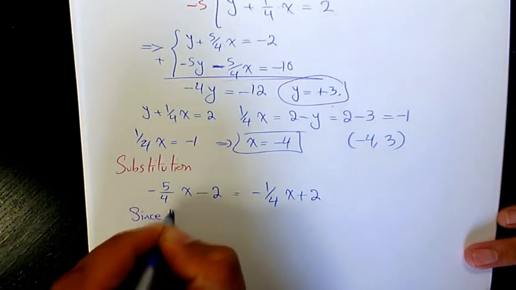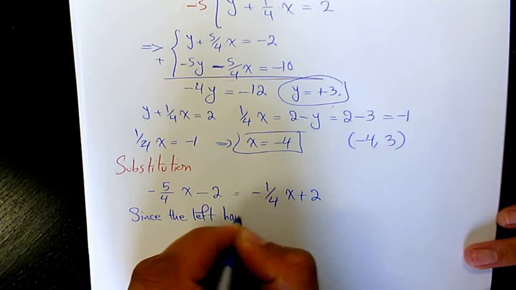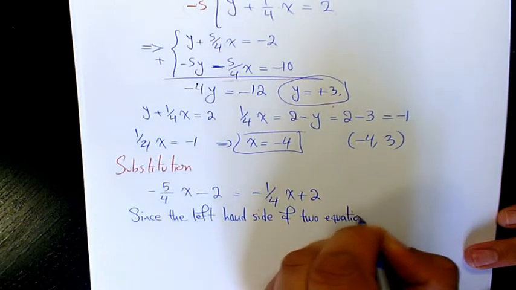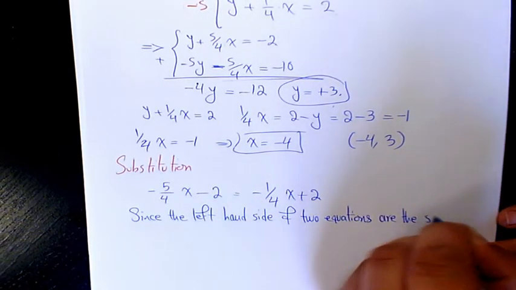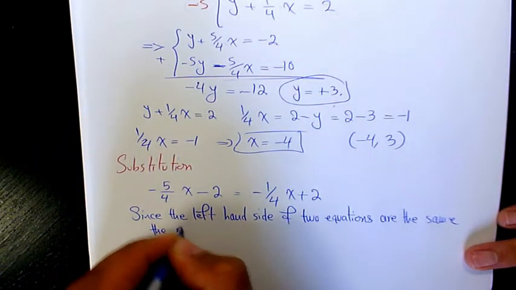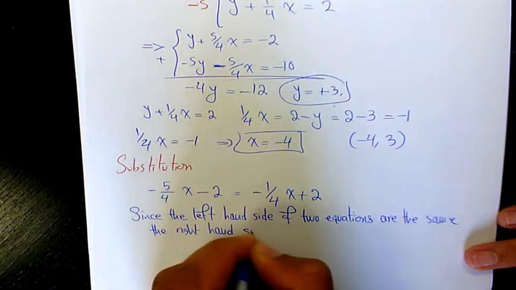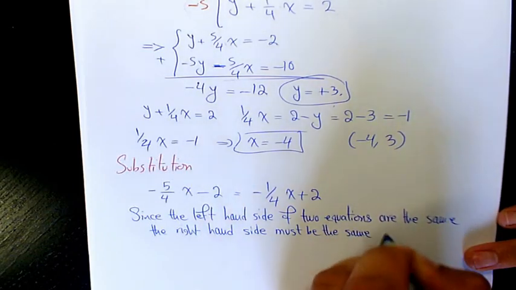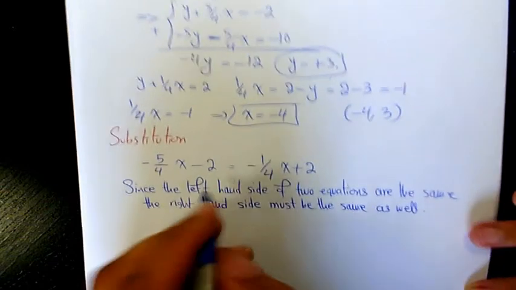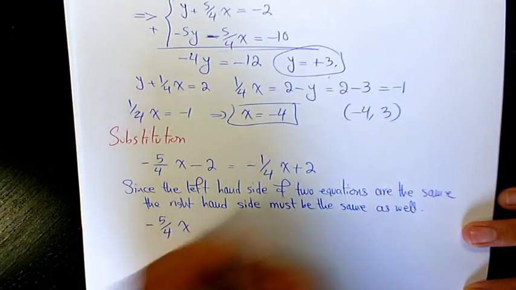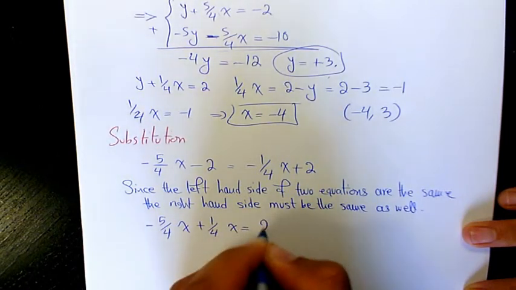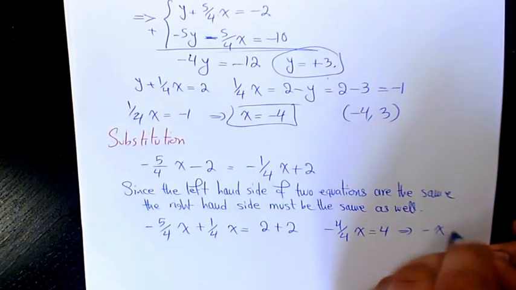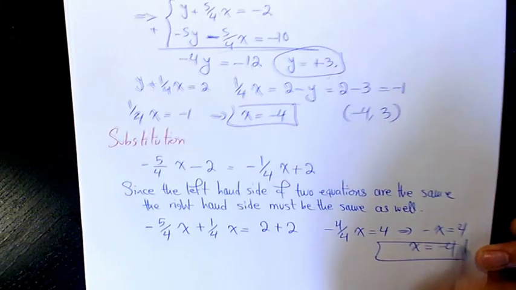Since the left hand side of two equations are the same, the right hand side must be the same as well. So we have negative 5 over 4x, move this one to the other side, 1 over 4x, 2 plus 2. So it's going to be negative 4 over 4x, and here we have 4. That's going to be negative x equals 4. So x will be negative 4.